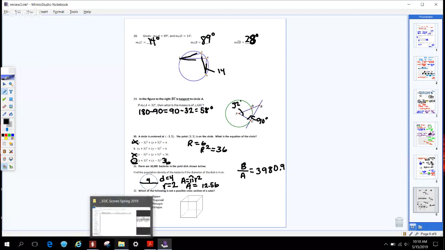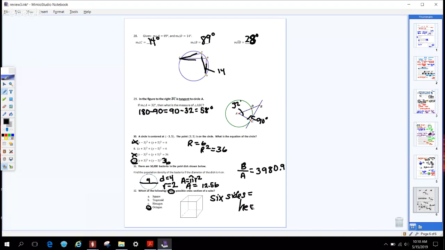Lastly, I don't know why they keep having these cube ones come up. Which of the following is not a possible cross-section of a cube? The octagon. Octagon is not. A cube has 6 sides, so the biggest shape that can go into it is a hexagon. So a pentagon, which is less than 6 sides, can fit inside of a cube. But an octagon has 8 sides, so that's the one that cannot fit in.